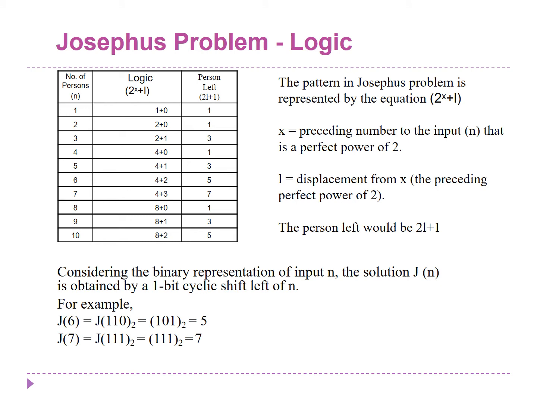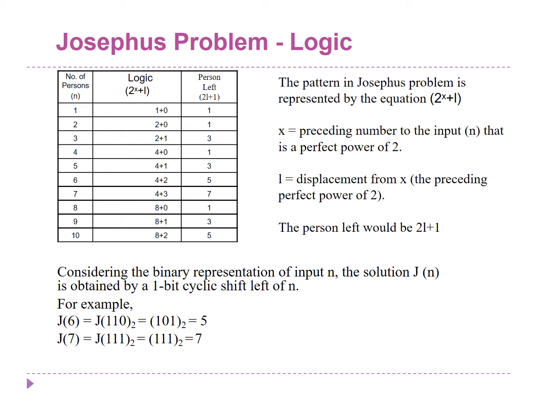The algorithm that solves the Josephus problem finds the last person who's left after all the eliminations when n persons stand in a circle. The table given here derives the logic behind the Josephus problem. Suppose when one person is considered as input to the Josephus problem, no elimination happens and that person is left at last.